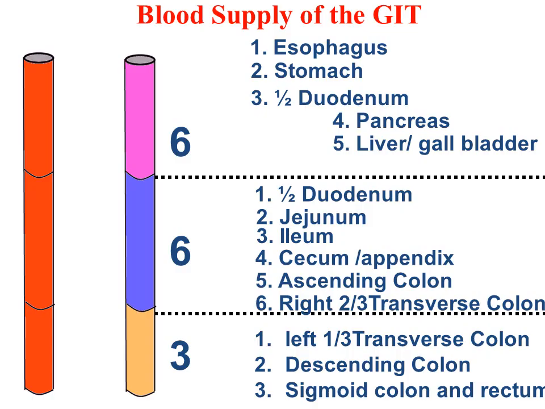Blood supply of GIT: we have the esophagus, stomach, half of the duodenum, pancreas, liver, and gallbladder. They are supplied by the celiac trunk. Half of the duodenum, jejunum, ileum, cecum, appendix, ascending colon, and 2/3 of the transverse colon are supplied by the superior mesenteric artery. And we have the left 1/3 of the transverse colon, descending colon, sigmoid colon, and rectum. They are supplied by the inferior mesenteric artery. This is very important.